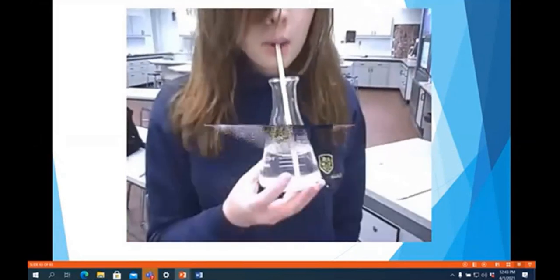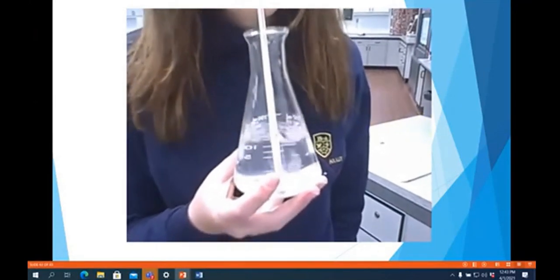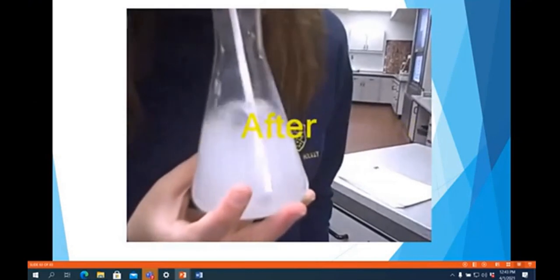Okay, finally it turned milky white. Before, this is how the water looks, and this is after.